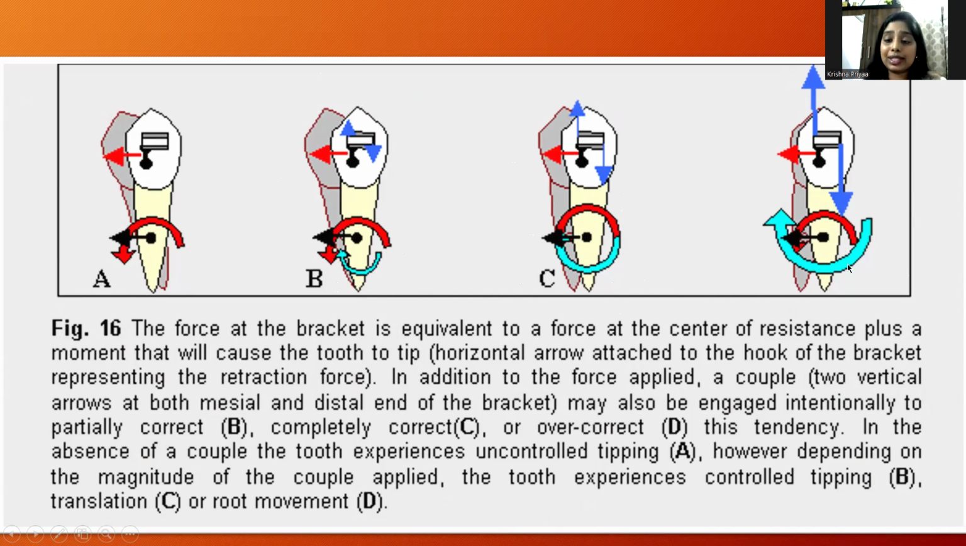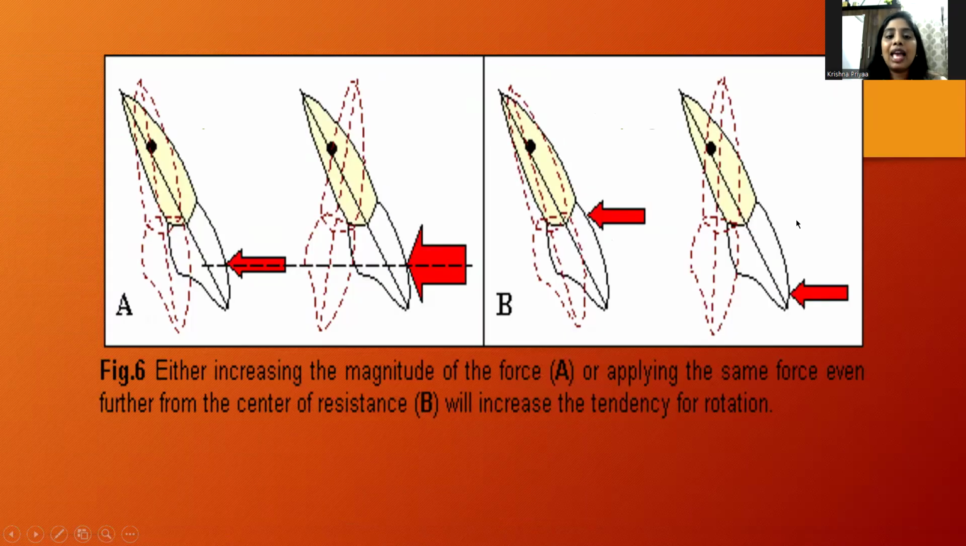In the last picture, you can see that the root is moving and the crown is actually staying constant, right? So this is the root movement. Everything has a particular ratio. So when it is 14:1, it is root movement. It is all dependent on the moment to force ratio value.